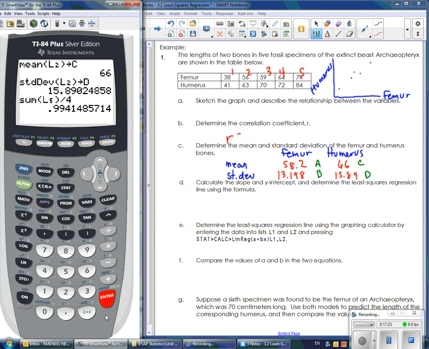So R equals 0.994. And what I'm going to want to do here is also store this value in a variable because I'm going to need it to find the slope, and I don't want to round. So I'm going to go ahead and just hit store, and then I'm going to store this in letter, let's see where letter E is where I'm going to store this.